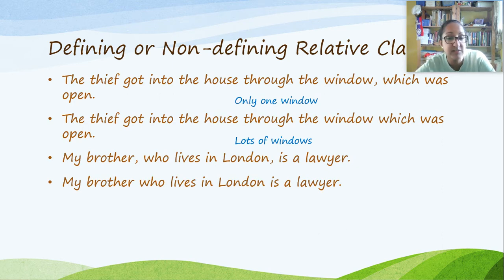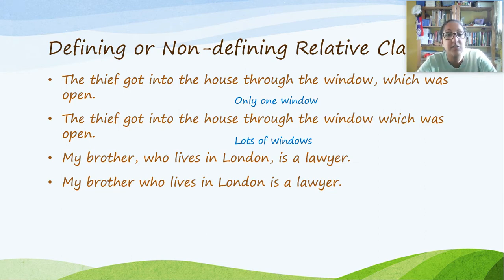My brother, who lives in London, is a lawyer. My brother who lives in London is a lawyer. Did you hear the difference in the way I said those two sentences? Listen again. My brother, who lives in London, is a lawyer. My brother who lives in London is a lawyer. You can hear the pauses, you can hear the commas in the first sentence.